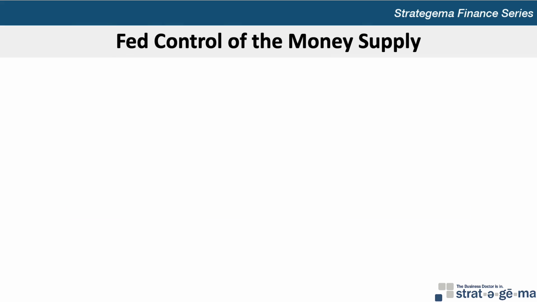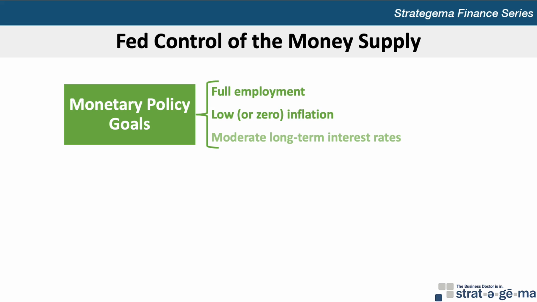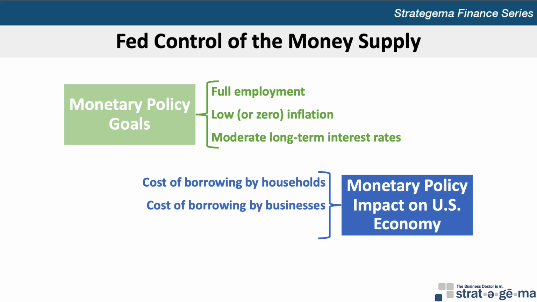Now let's move on to the Fed control of the money supply. The Fed implements monetary policy with the goals of achieving full employment, low or zero inflation, and moderate long-term interest rates. Through its monetary policy, the Fed can influence the U.S. economy in a number of ways. First, because the Fed's monetary policy affects interest rates, it therefore has a strong influence on the cost of borrowing by households, and thus affects the amount of monthly payments on mortgages, car loans, and other loans. Second, monetary policy affects the cost of borrowing by businesses, therefore influencing how much more money businesses are willing to borrow to support or expand their operations.